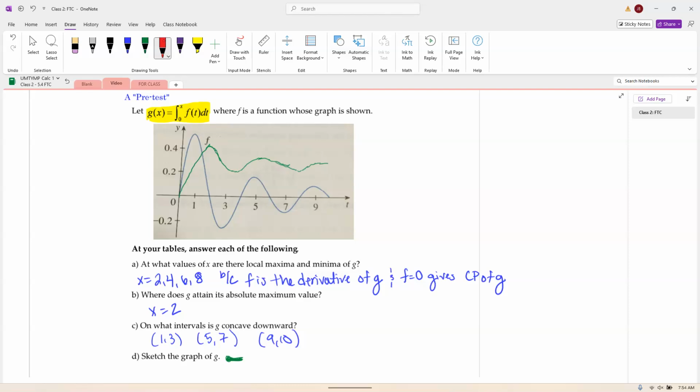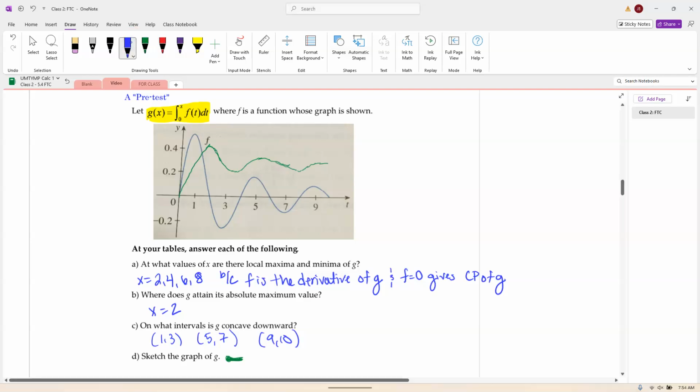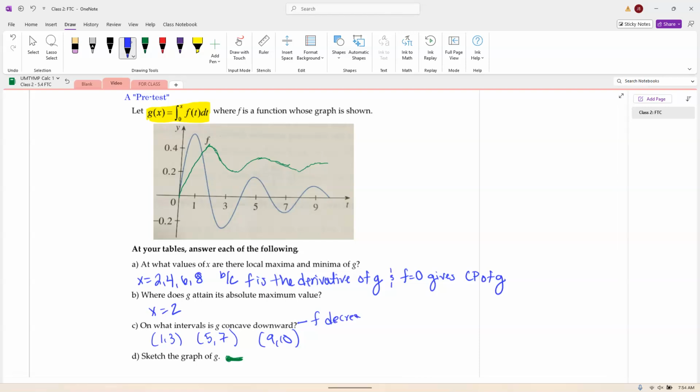Where is g concave downward? So this is where, if we're doing it strictly based on f, the intervals of concavity of g would be the intervals of increase and decrease of f. So concave down would translate to the same thing as f decreasing, okay? And so f is decreasing from 1 to 3, 5 to 7, and 9 to 10. And then my graph is shown there too.